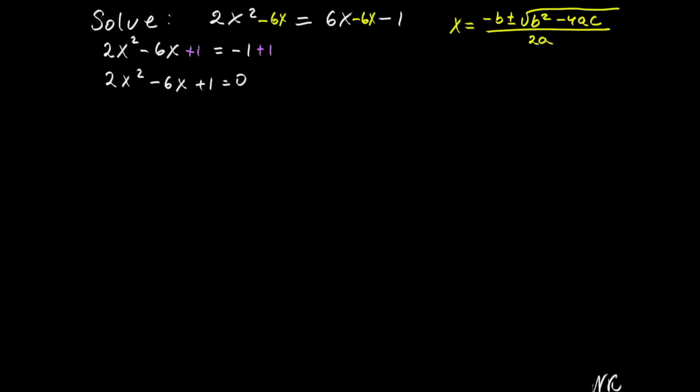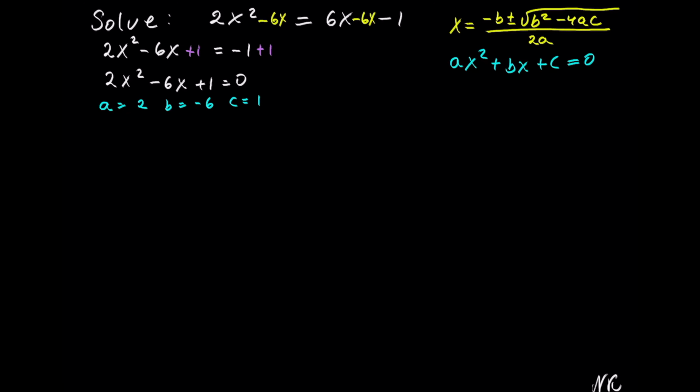However, we can use the quadratic formula to solve this, and the quadratic formula is x is equal to negative b plus or minus square root of b squared minus 4ac, out of 2a. This formula applies to quadratics in the form of ax squared plus bx plus c. In this case, a is 2, b is negative 6, and c is 1.